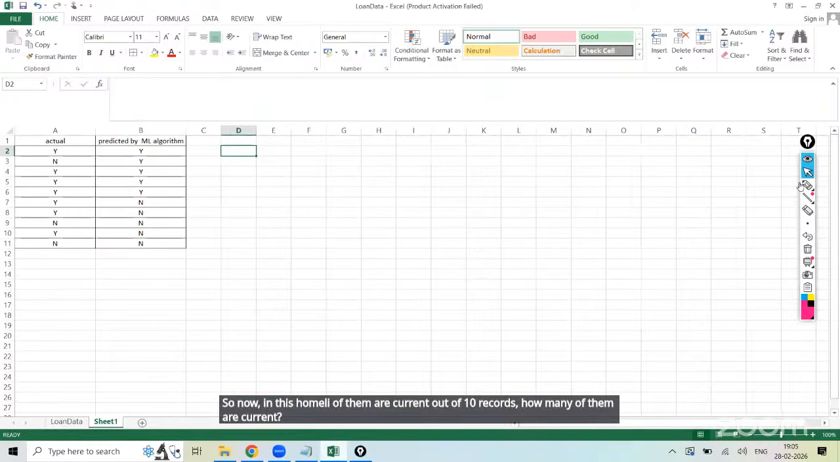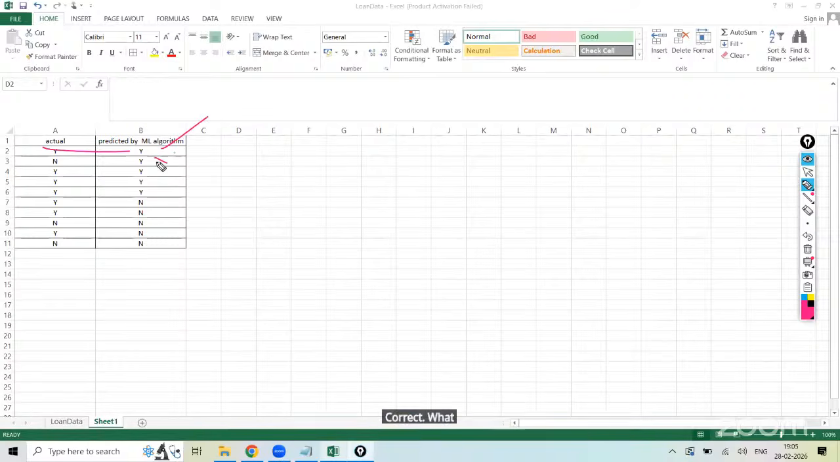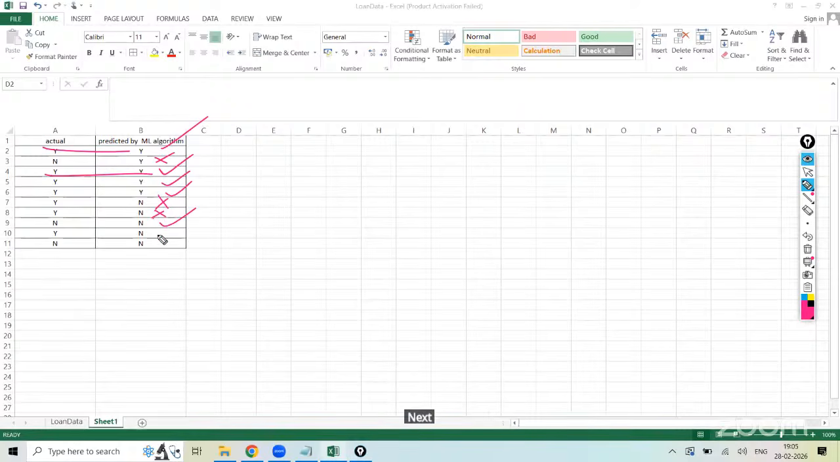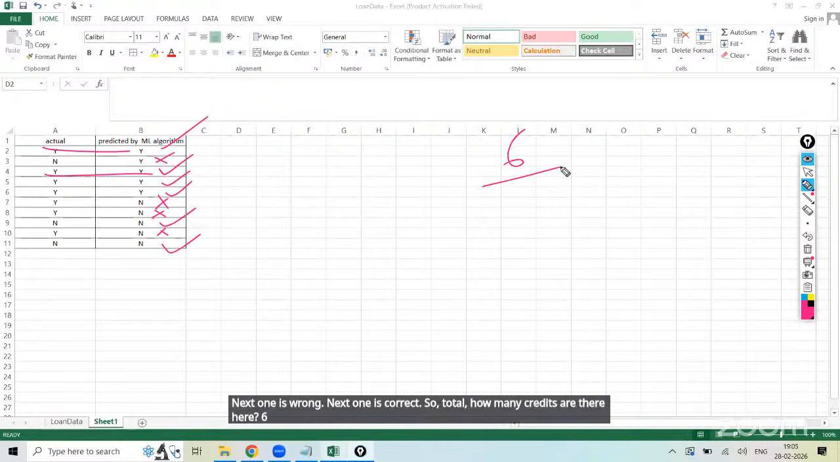First one is correct. What is the second one? Wrong. Third one is correct or wrong? Correct. Next one is correct. Next one is correct. Next one is wrong. Next one is wrong. Next one is correct. Next one is wrong. Next one is correct. So total how many corrects are there here? 6. 6 out of 10.